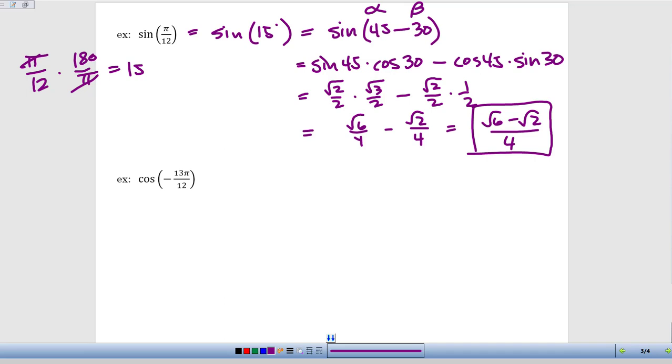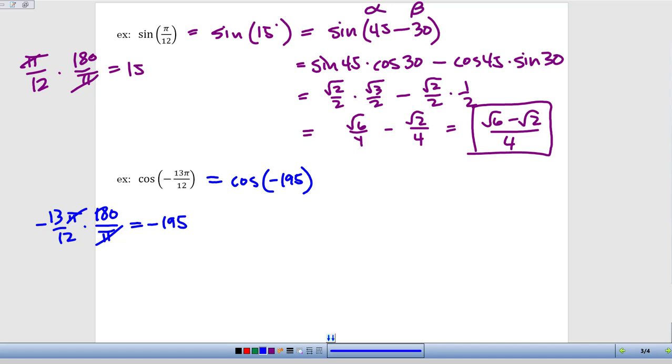For the last one of the set, we've got negative 13 pi over 12. So we're going to convert that into degrees by using our same conversion factor, 180 over pi. So if we cancel out the pi's, we do our simplifying, we're going to end up with negative 195 degrees. So this might require a little bit more creativity, a little bit more thought for us of how we can use our unit circle angles to make negative 195 degrees.